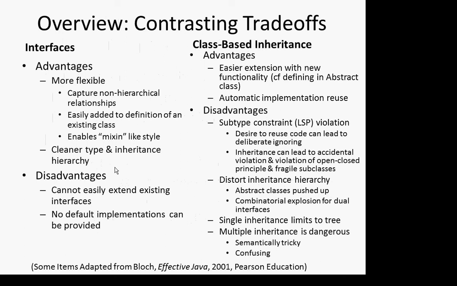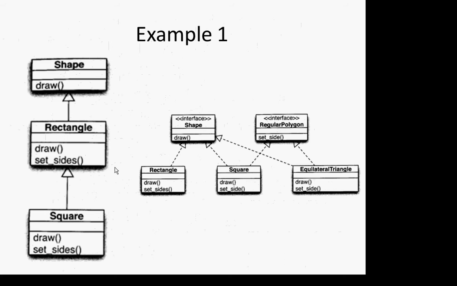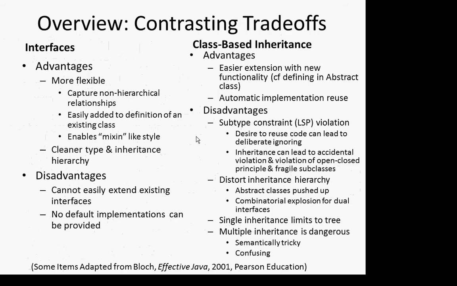They can capture non-hierarchical relationships. They can capture relationships like this, where an equilateral triangle might be both a regular polygon and a general shape, for example, right? And that affords us some extra flexibility. Lets us mix and match sort of characteristics with respect to our classes of interest. On the disadvantage side, there's no implementation provided. It's just a specification of the interface.